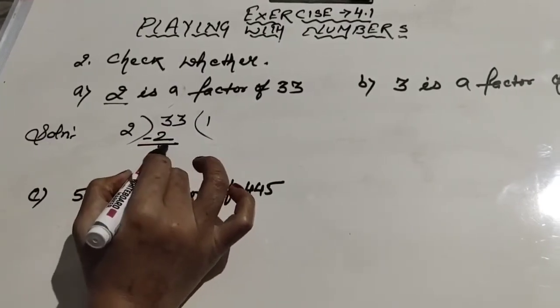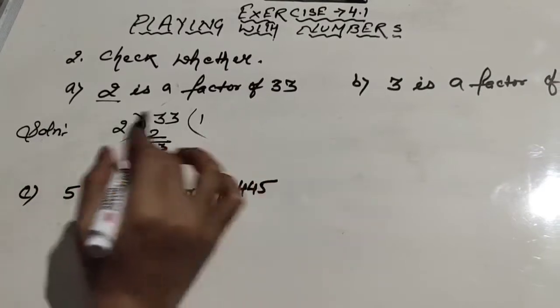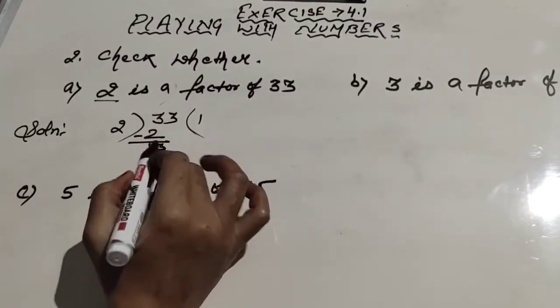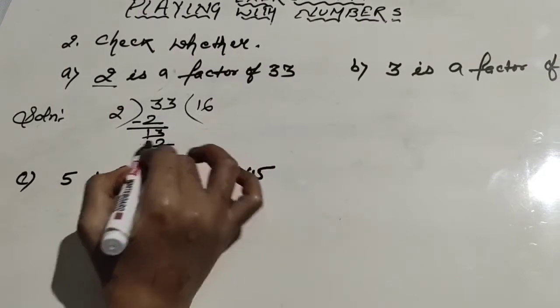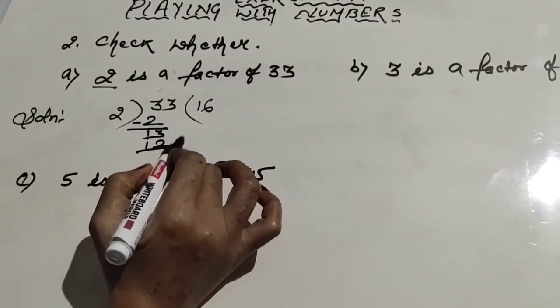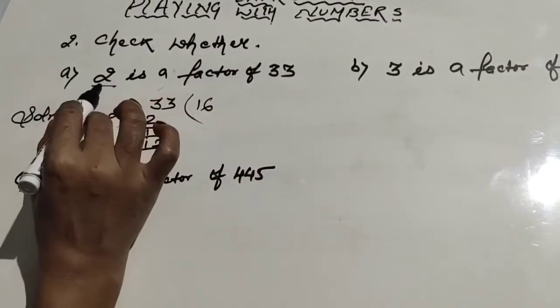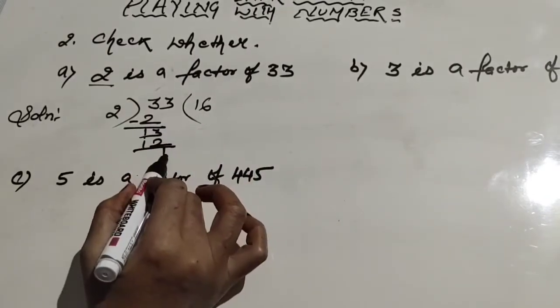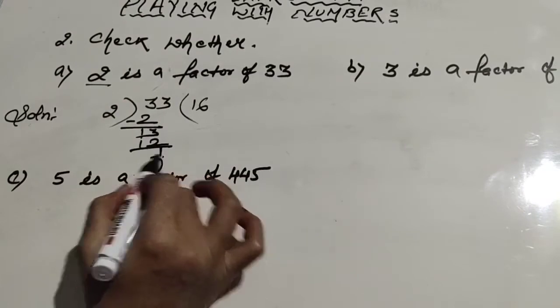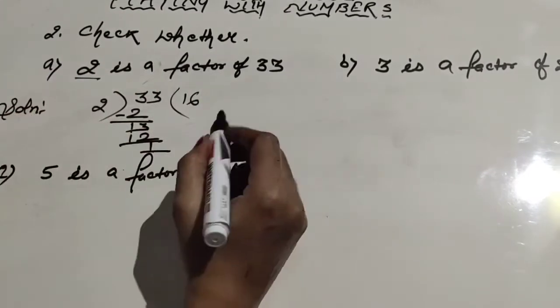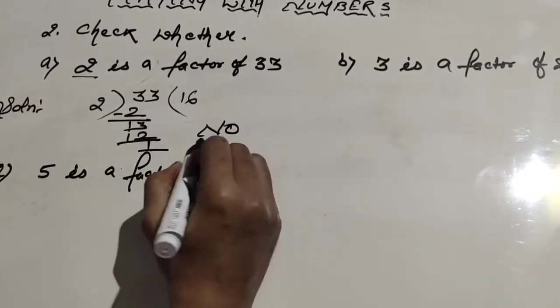Then again you will take down 3. You know how we will divide. Will 13 come in the 2 table? No, it will come 2 sixes are 12. If a remainder is left, it means it is not a factor of 2. Remember, if the remainder is 0, then it is a factor. If the remainder is any number, then it is not a factor. Just write no.